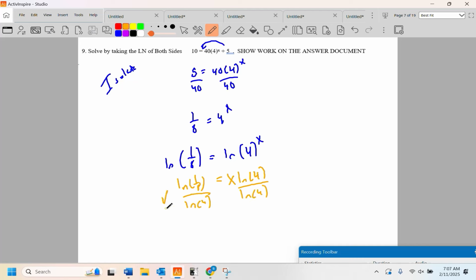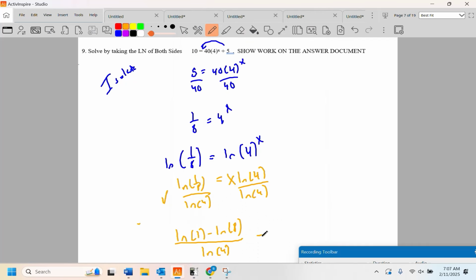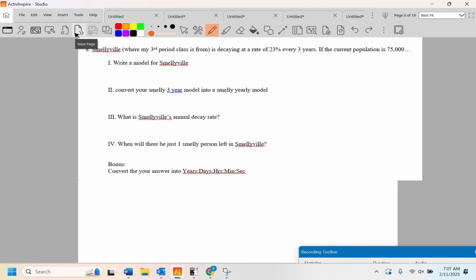I would accept that answer. I would like to see also the natural log of 1 minus the natural log of 8 over the natural log of 4. This is just a better looking answer. Natural log of 1 is 0. So I could just say it's equal to a negative natural log of 8 over natural log of 4. I could say that. This is better. Let's just put a big smiley face there. All right, best form.